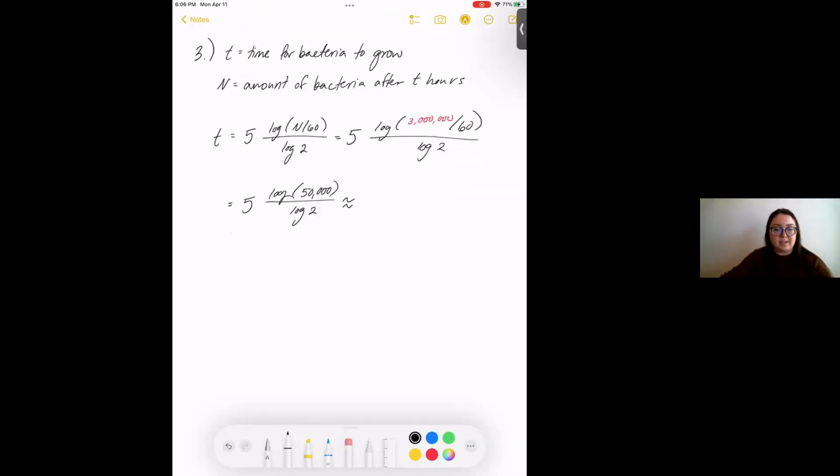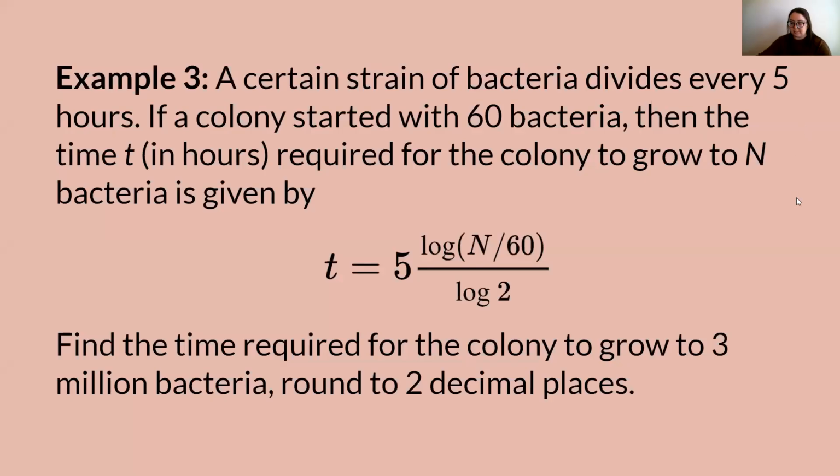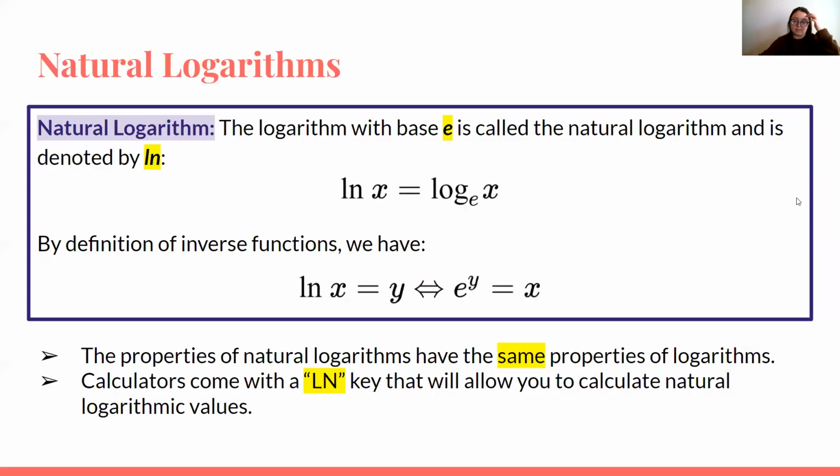All right, so after using our calculator, we said that this was going to be about 78.05, and this is in hours. So this would be quite a few hours here. But that would be our answer there for problem 3. So it's really just plugging in that value for n and calculating the result. So all right, let's head back over to our slides. So we wrapped up example 3 here. So let's move on to natural logarithms.